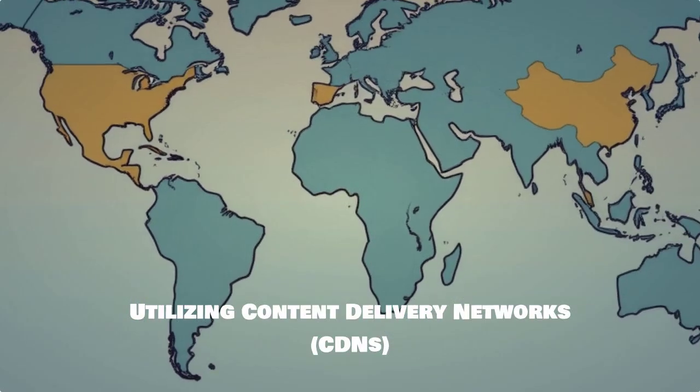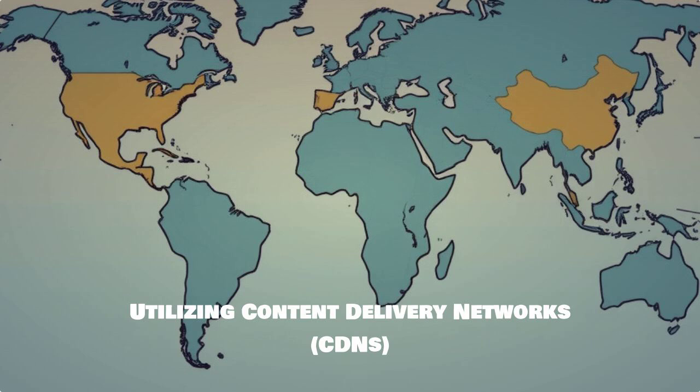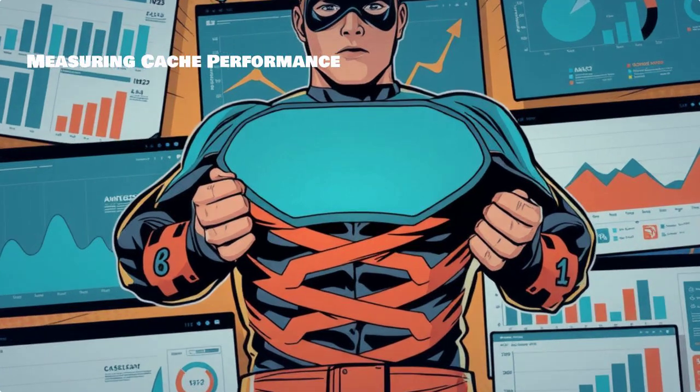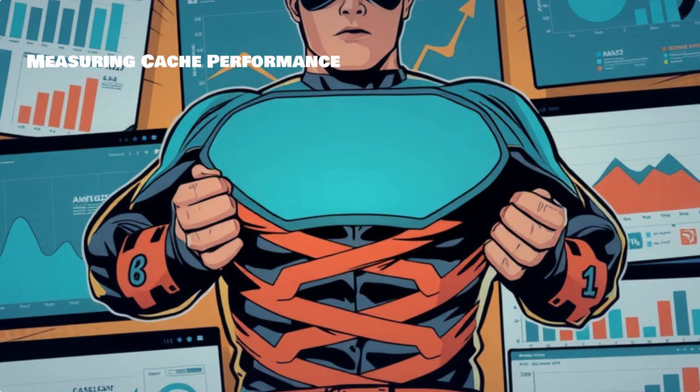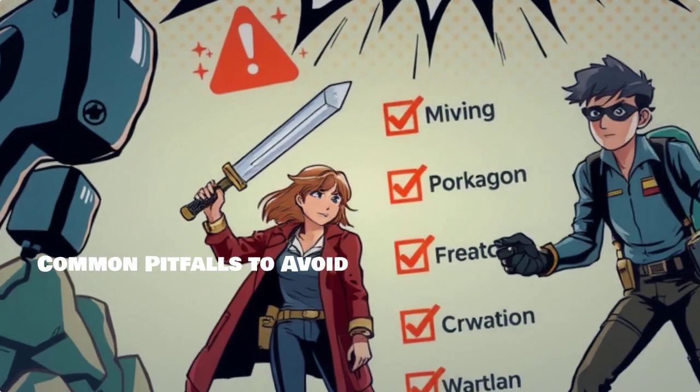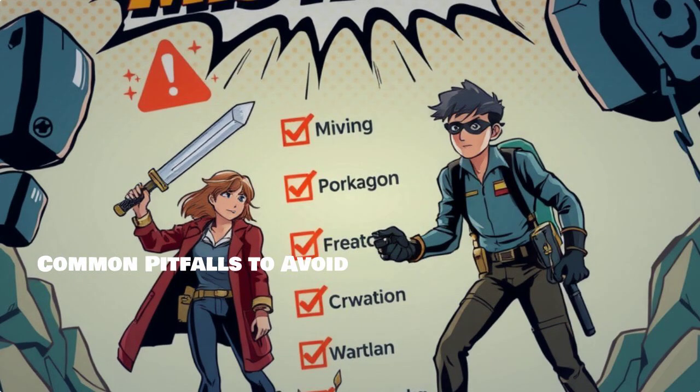Using CDNs can dramatically improve caching efficiency by serving content closer to the user's locations. To ensure your optimizations are working, it's essential to measure cache performance using tools and metrics. Watch out for common pitfalls in caching. Proper settings are crucial to avoid issues that can slow down your site.